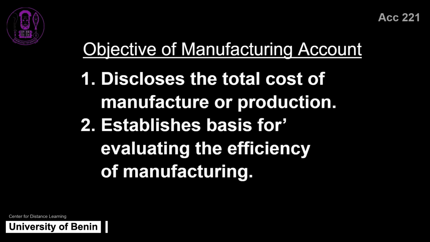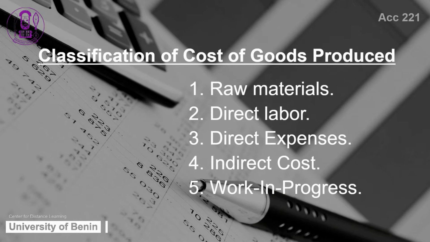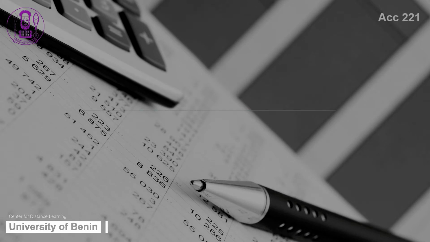Classification of cost of goods produced. It is divided into different types according to their nature and behavior in relation to the volume of production. 1. Raw materials. 2. Direct labor. 3. Direct expenses. 4. Indirect cost. 5. Work in progress.